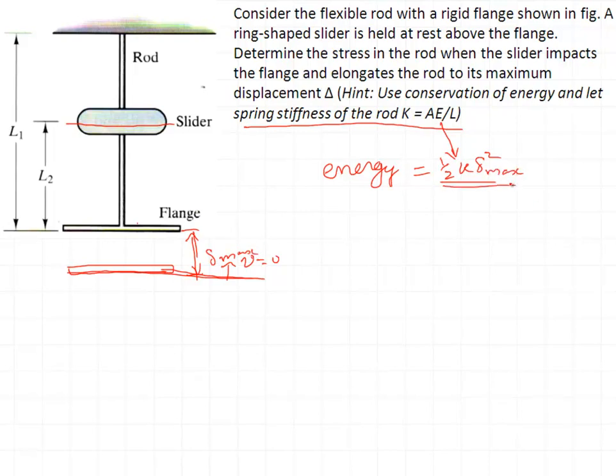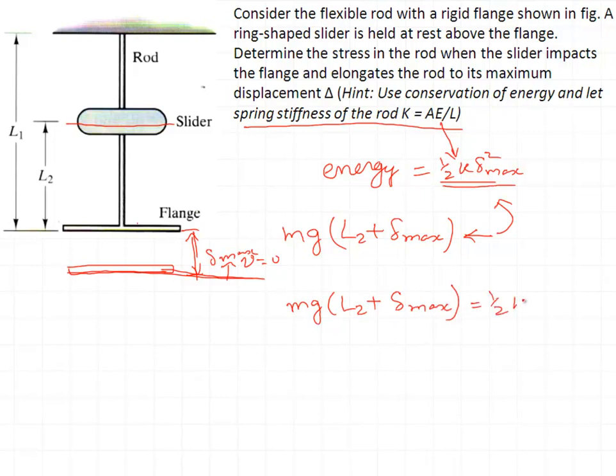Now how did this energy get created? It is because of the impact of the slider. When it hits this flange, it is also going to move along with the flange to this extent, so that the total movement of the slider is L2 plus delta max. If the slider has a mass m, then mg into L2 plus delta max is the loss in potential energy, which is converted into the spring energy. And therefore, if we equate the two, assuming no loss of energy, we get mg times L2 plus delta max should be equal to half K delta max square.